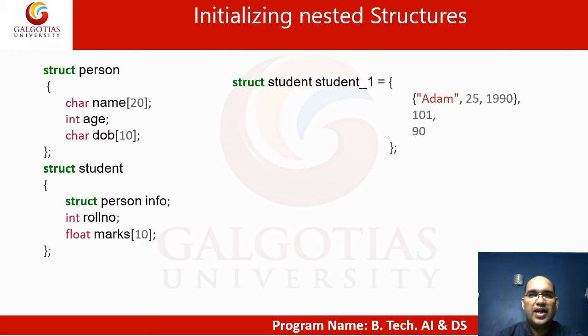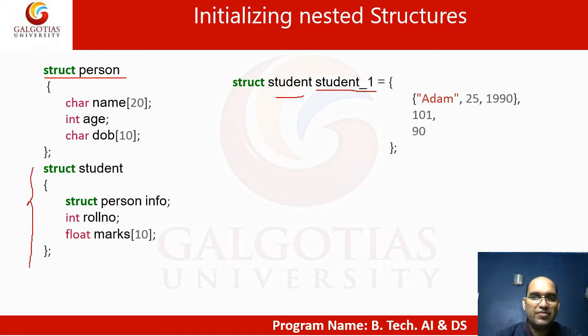Now coming to initializing nested structure, that is how we can initialize the values if the structures are nested. So suppose you have the structure person, then we have name, age and date of birth, and we have the struct student. In that we are using this struct person info, then int roll number and float marks. This is the same as the example which we have done in the last slide, right? So now suppose I want to initialize the values at compile time. So we have struct student, student one, right? So we are talking about this particular structure, right?